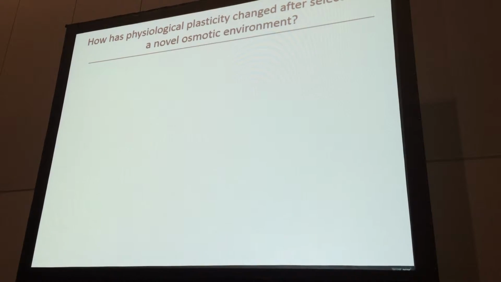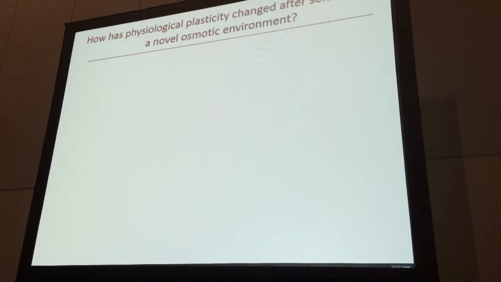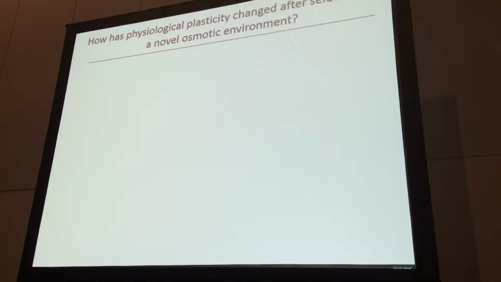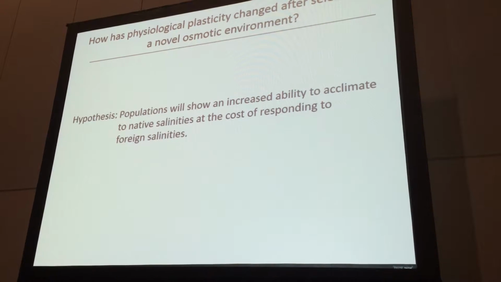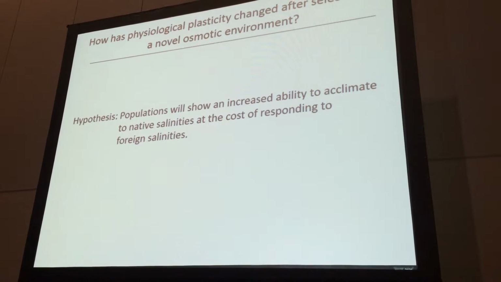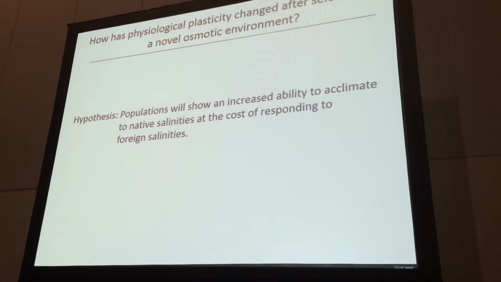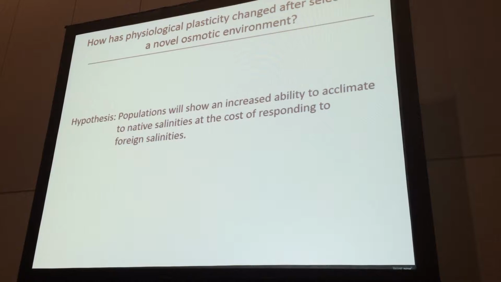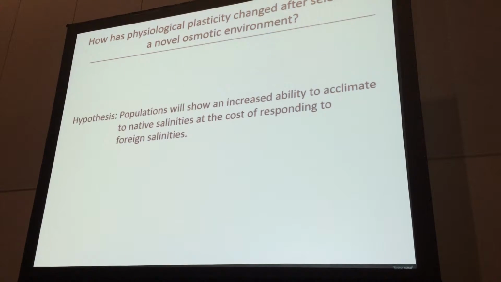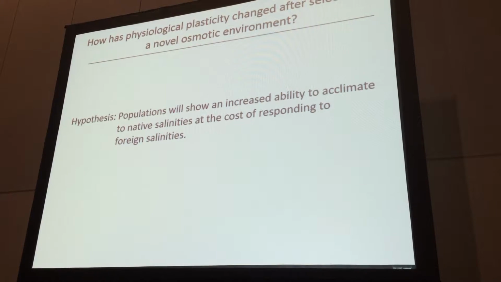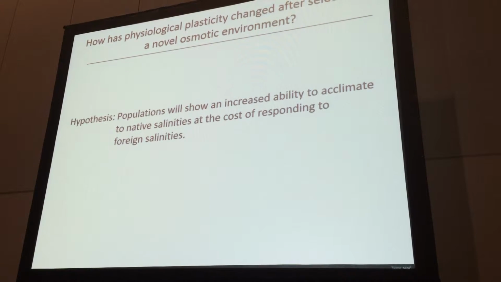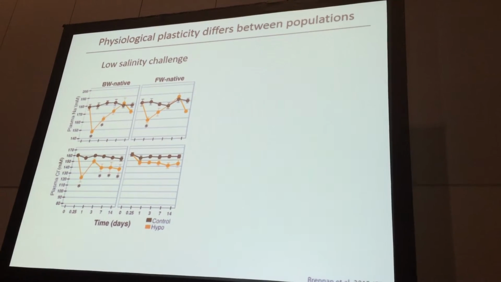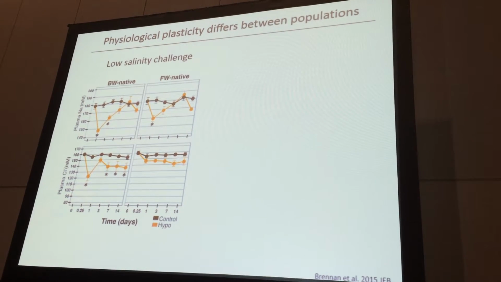The real question here is how plasticity has changed after selection in these novel freshwater environments. We might hypothesize that populations should show an increased ability to acclimate to native salinities at the cost of acclimating to foreign salinities. To do this, I challenged both populations to both low and high salinity stress and looked at their ability to respond. First, just looking at the low salinity challenge.